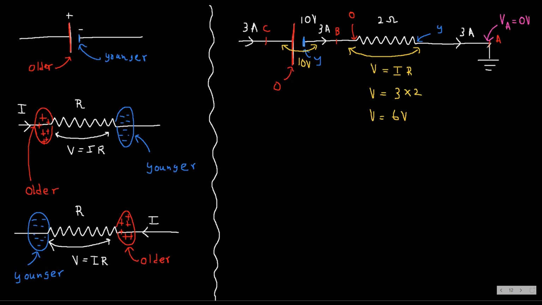Clear, sir. Okay. Now, can anyone tell me what is the age of the younger one? 0 volt. What is the age difference between younger and older? 6 volt. What is the age of the older one? 6 volts. So if it is 6 volts, VB is also 6 volts. Am I correct?